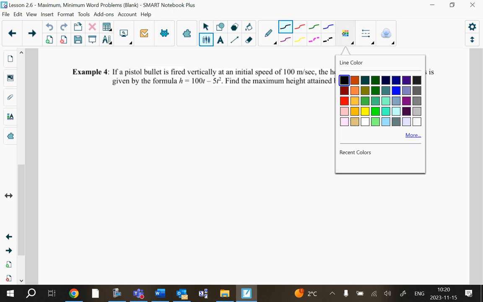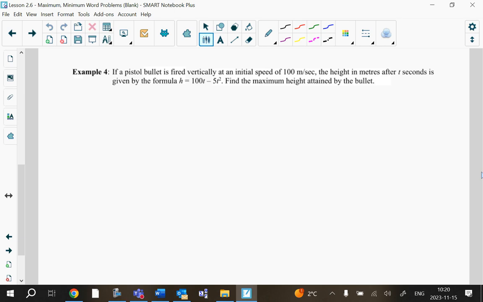What form is this in? It's in standard form, but do you notice something a little weird about it compared to the others? Yeah, it's in the wrong order from what we're used to seeing. So the first thing we should do is put it in the right order: negative 5t squared first, and then plus 100t.